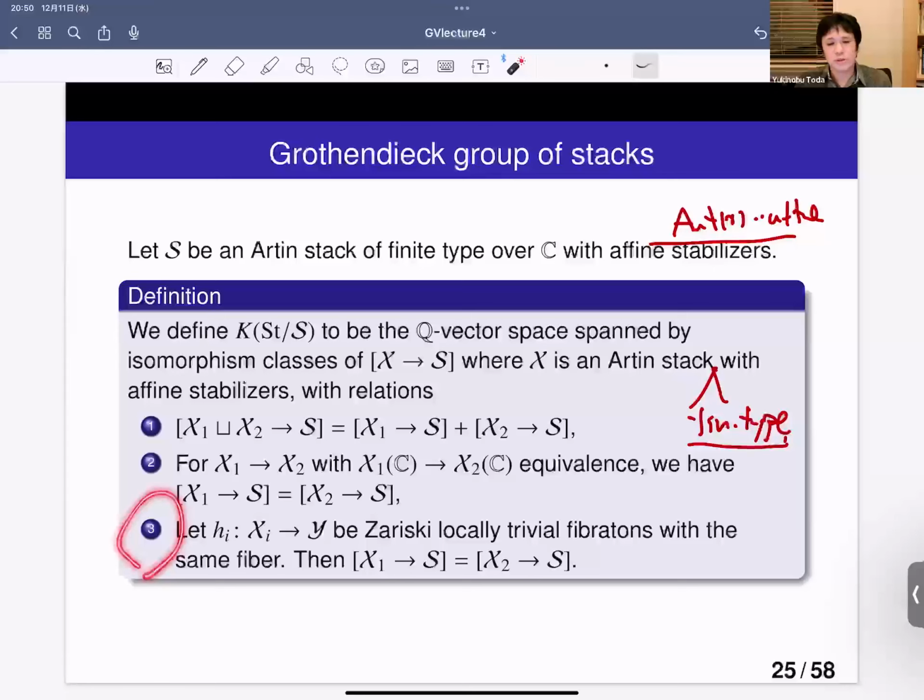The last one is a bit tricky: if there are some Zariski local trivial fibrations. Zariski local trivial means that this is representable, so that Zariski locally this is a product of some fibers. And the same fiber means that this fiber appears for i equal 1 and 2. Then they also have the same class. Anyway, this last one is the technical condition.